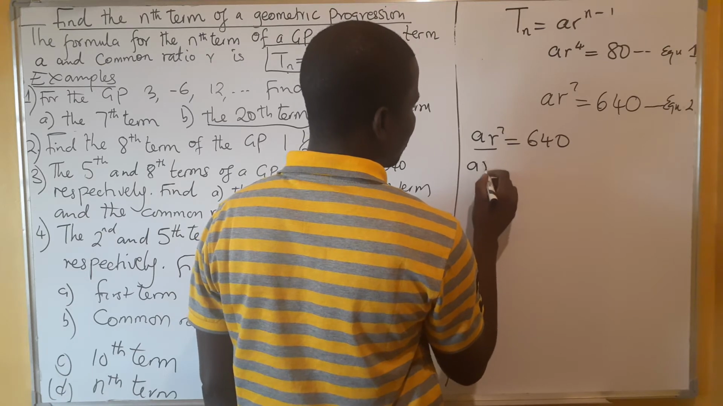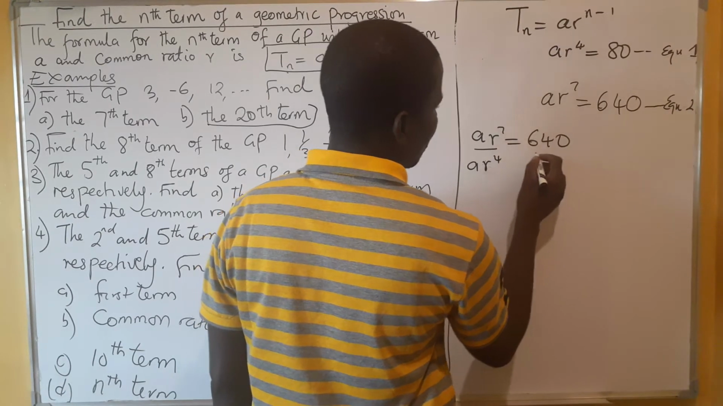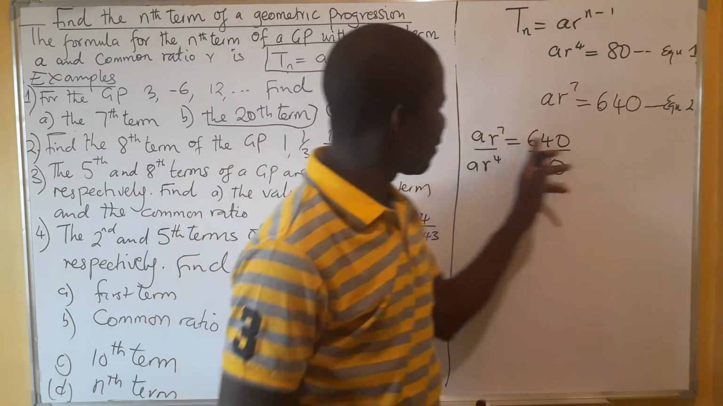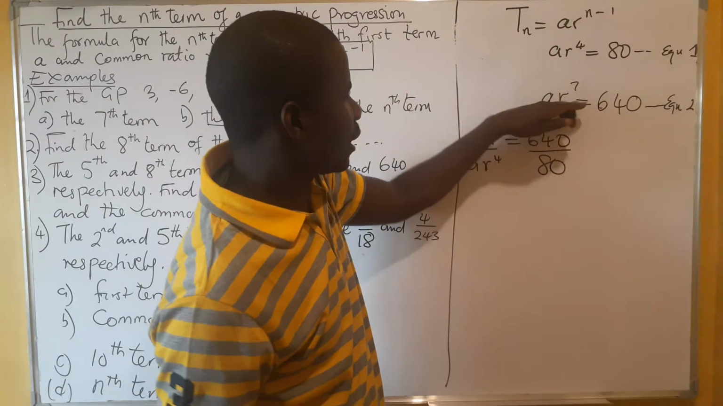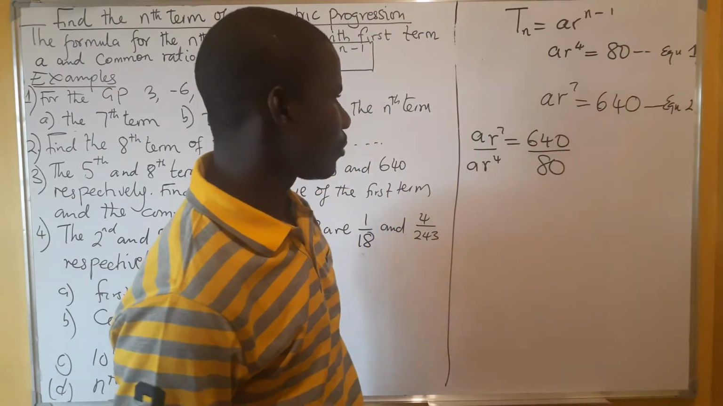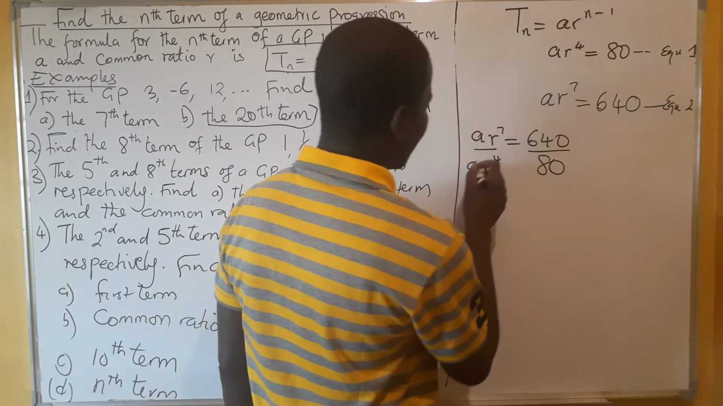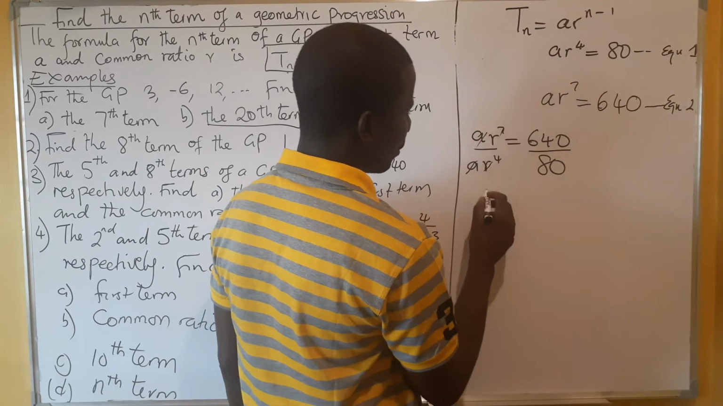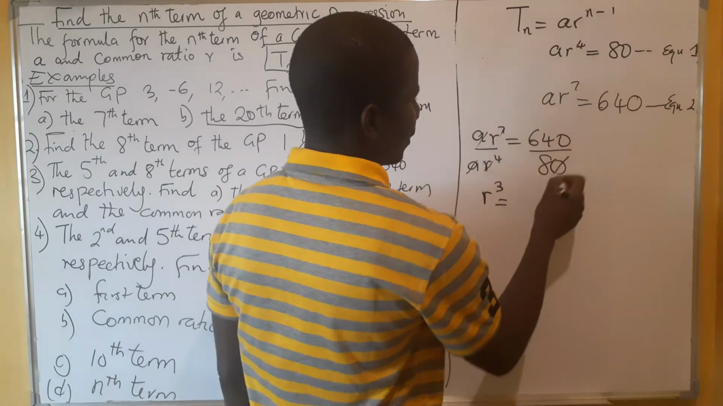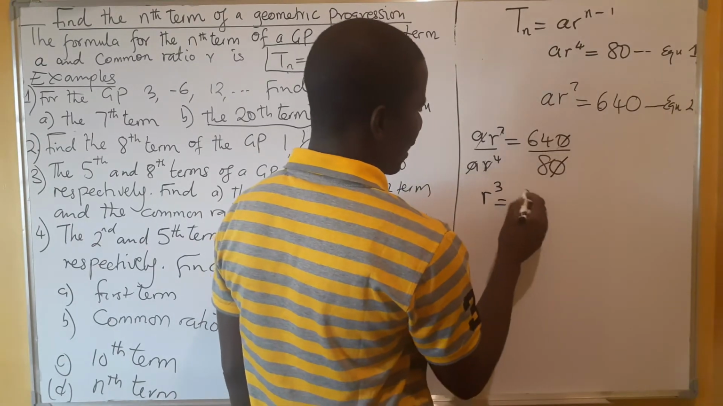Take note, this is the first equation, which is this one. This part has been divided by this one, divided by that. That's what we're looking at. So when you divide here, the A cancels, and you're going to have R to the power 3. Simplify this. It will be 8.